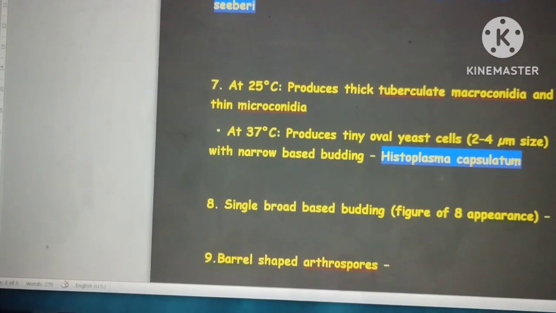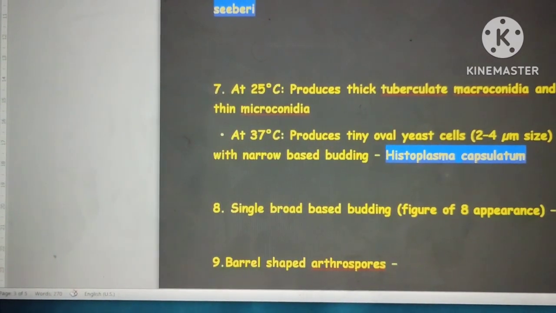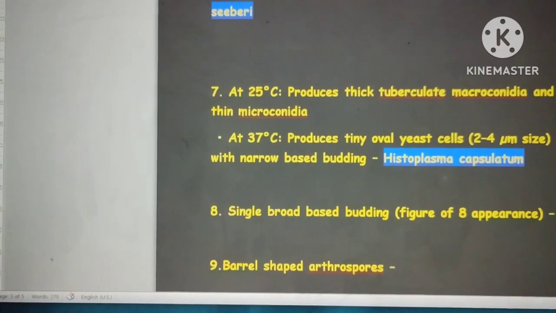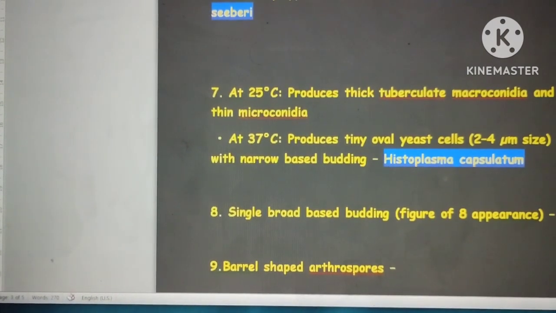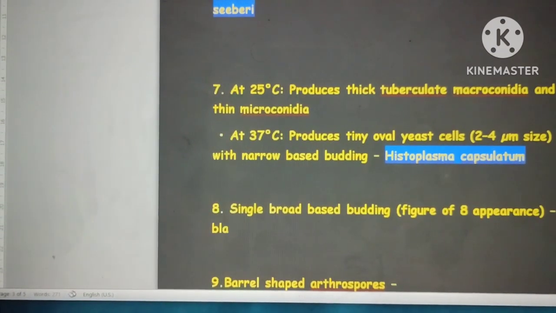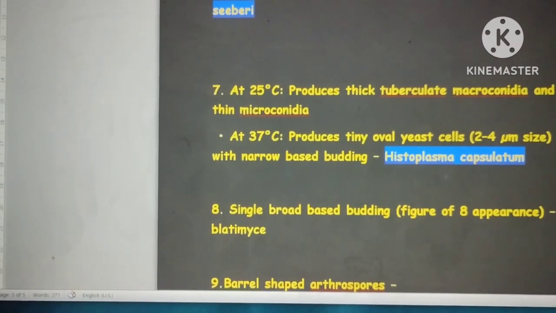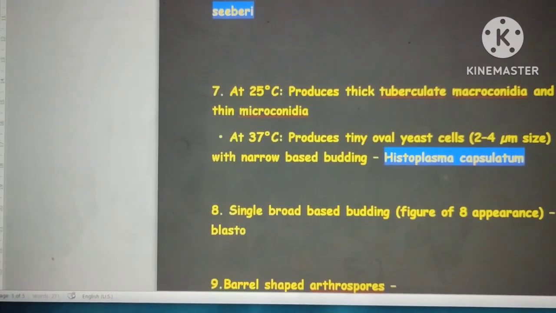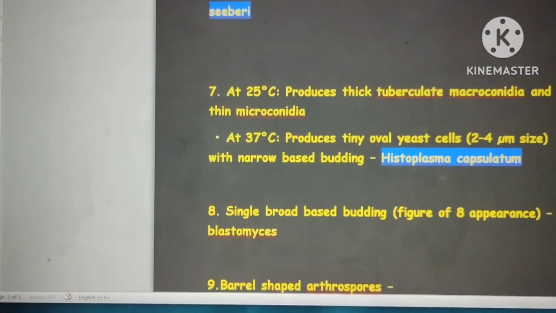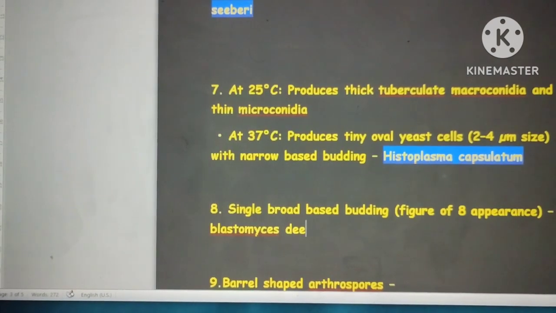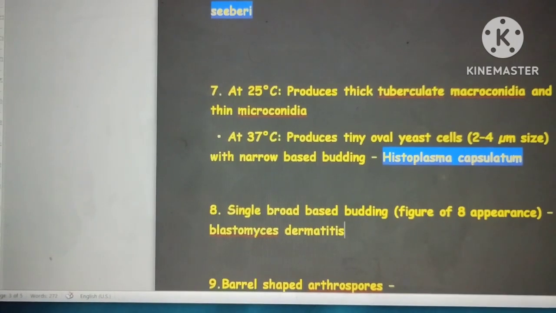So next point here is single broad-based budding. That is a figure of 8 appearance. You know, right? There's a famous mnemonic, you know, right? 8 is like capital B, and it is Blastomyces dermatitidis. Okay, so here, surely they will be giving this point, that is a figure of 8 appearance or single broad-based budding will be there, and history-wise there is nothing much to be given, and it usually causes skin infections too. Okay, so as the name implies, dermatitidis, there will be some history of skin infections.